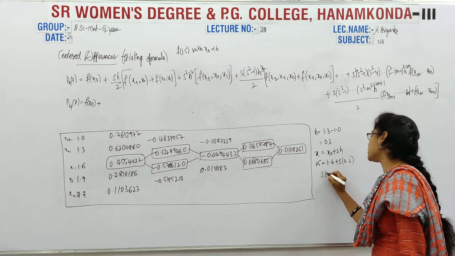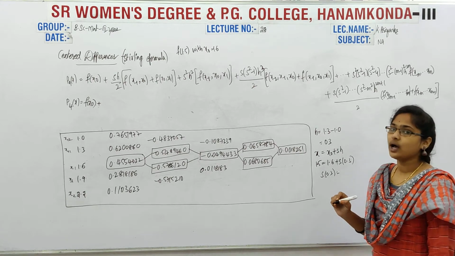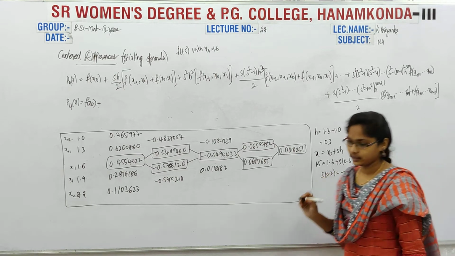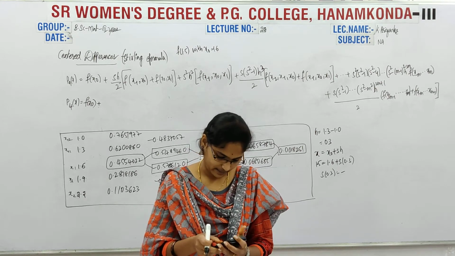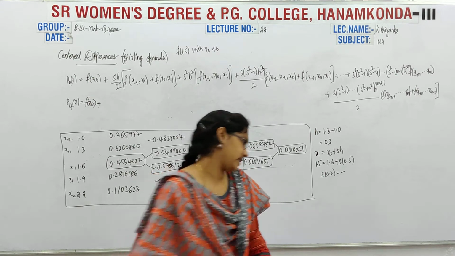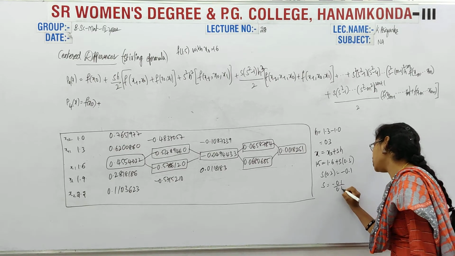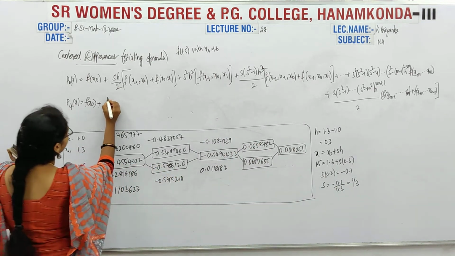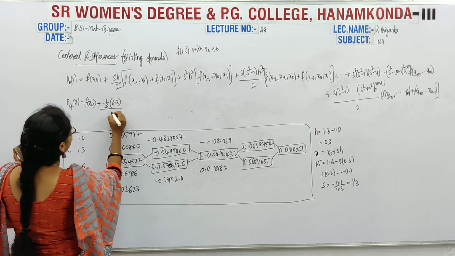So s times 0.3 is equal to 1.5 minus 1.6. What do we get now? Sometimes we will get doubts. Actually it is minus 0.1 only, 1.5 minus 1.6, yes, minus 0.1. And here s is equal to minus 0.1 by 0.3, so it is nothing but minus 1 by 3. So I have the values of s and h. So s is 1 by 3, into h, 0.3, by 2.